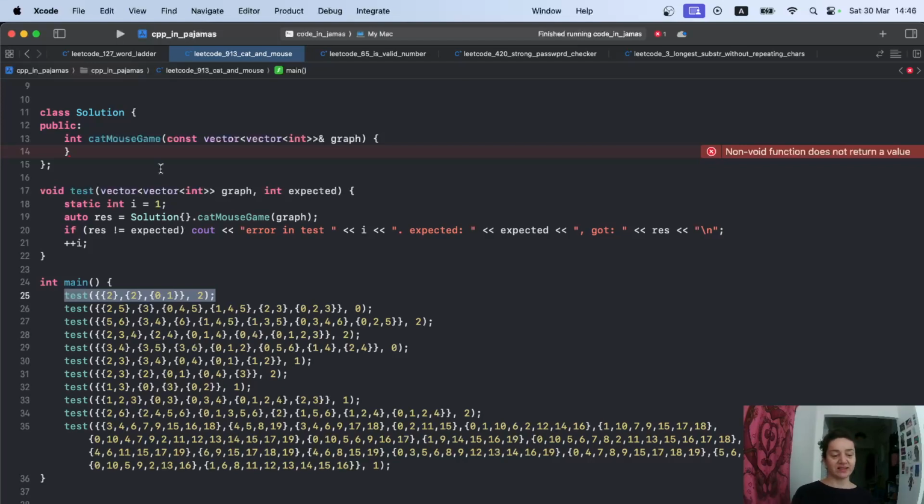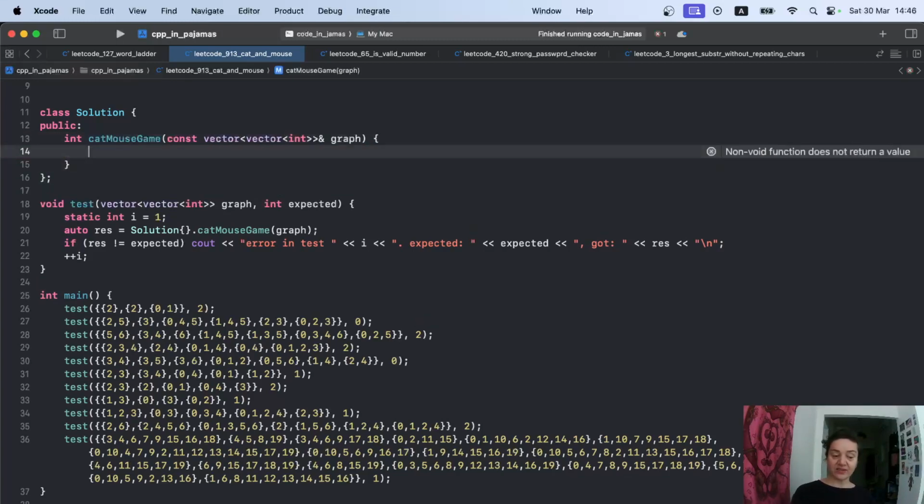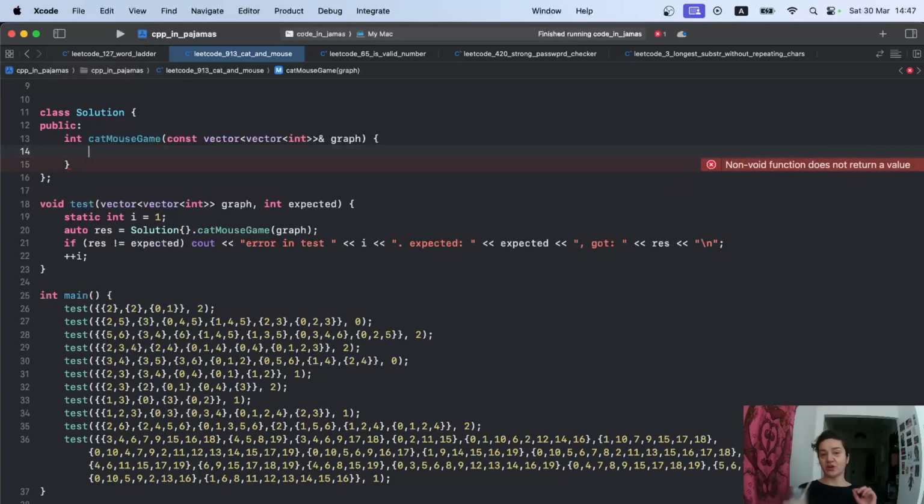So this is our class. I have the input here. The graph is a vector where each index represents a node and holds a vector of all nodes adjacent to that node. Let us start by declaring our constants.